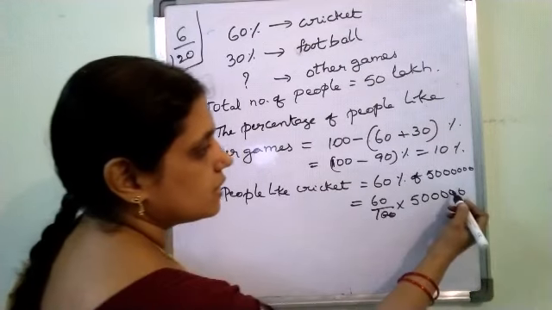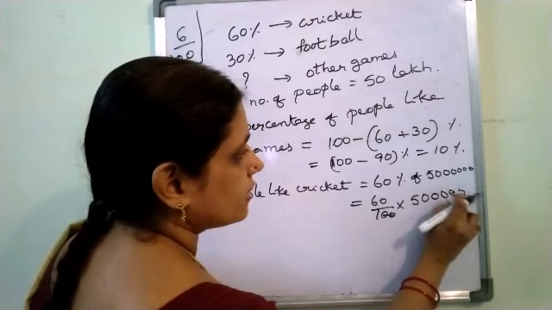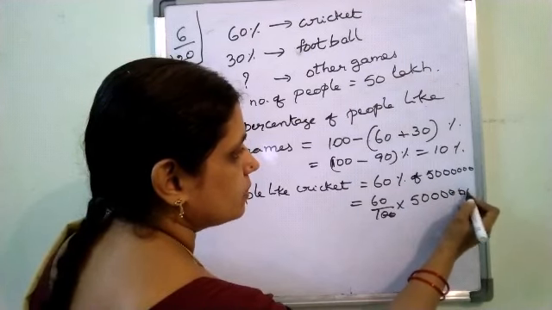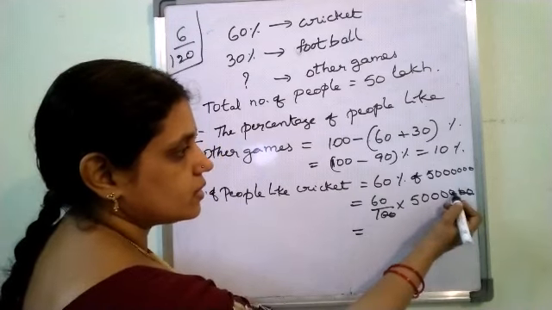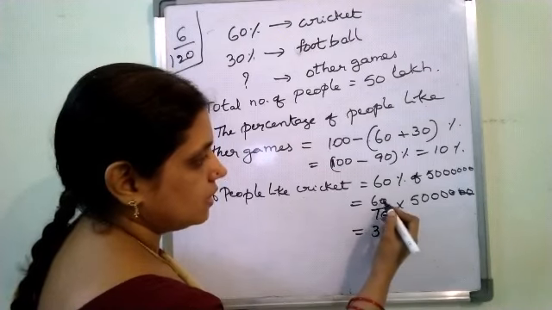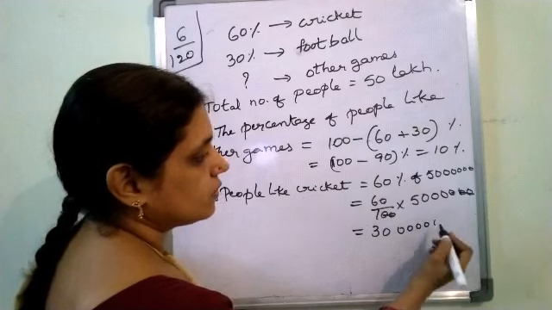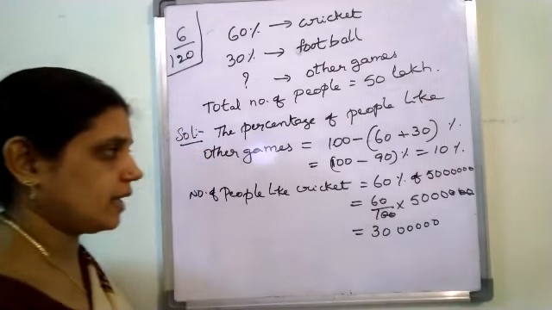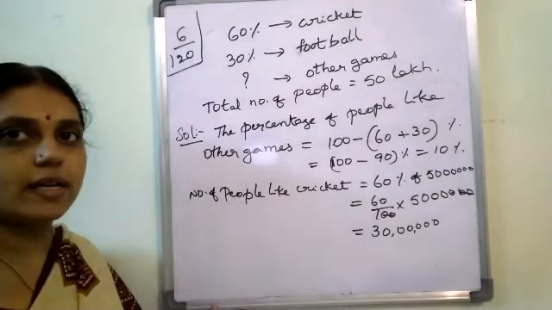Now what can you cancel? One more zero. So here what can you cancel now? Here 2 zeros you can cancel. That means we are cancelling 100. So 6 5s are 30. How many zeros? 1, 2, 3, 4, 5. So 30 lakh. Okay. So 30 lakh people like cricket.